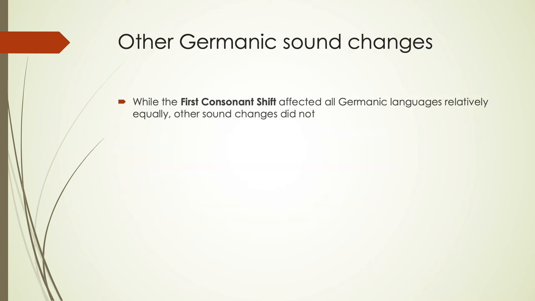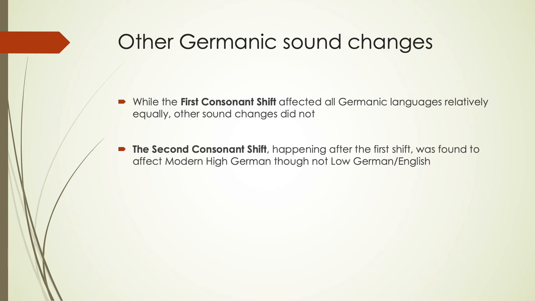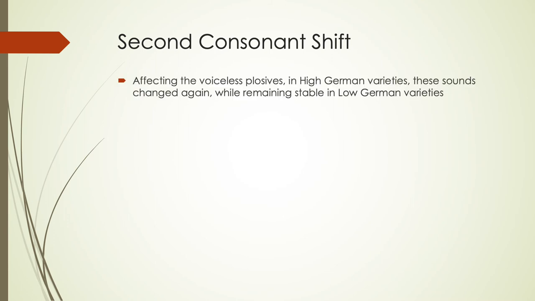So the first consonant shift would have affected all Germanic languages relatively equally, whereas some other sound changes did not. The second consonant shift, which by nature of its name happened after the first one, was found to affect some aspects of modern High German, but not Low German and English, which came from that branch. And this didn't change equally in all forms of High German, and we'll talk about some of the reasons for that in a second. What the second consonant shift looked like is that the voiceless plosives after Grimm's and Verner's law would have taken place, changed again in some High German varieties while not changing in the Low German varieties.